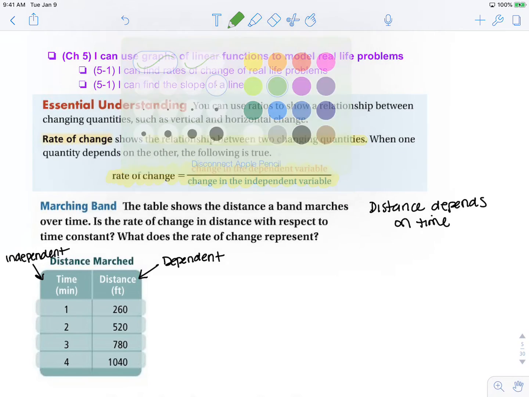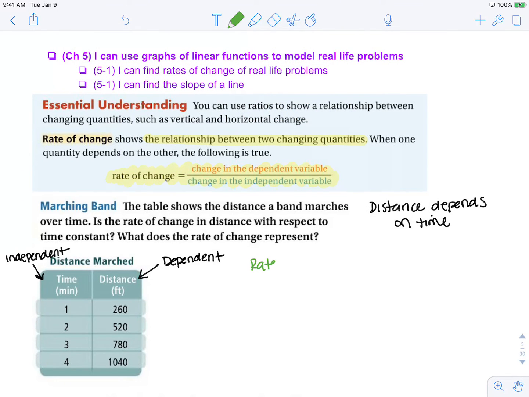So if we want to calculate the rate of change of that dependent variable, which is the distance, we can write a ratio. So first, let's check the dependent variable's rate of change.